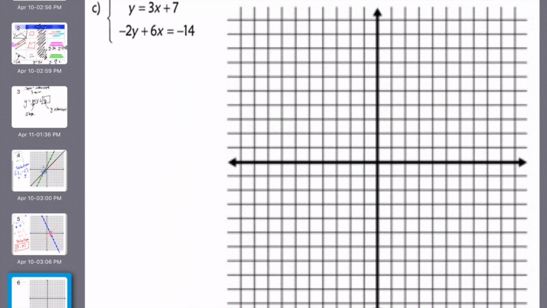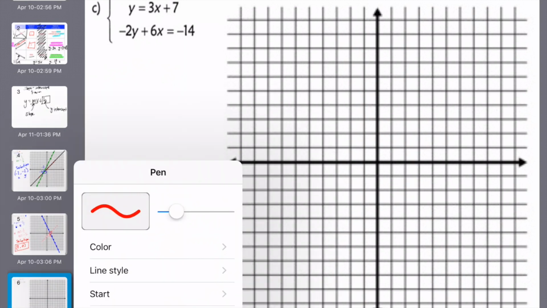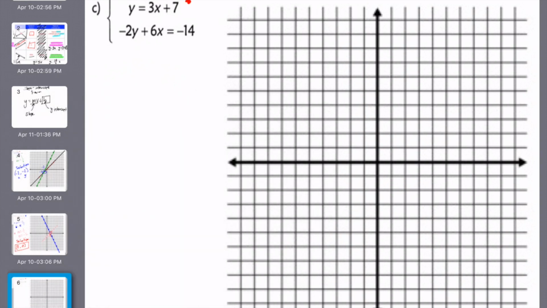So y equals -3x plus 7 and -2y plus 6x equals -14. Now this is going to be a little bit different. So let's make this first equation red. So I know that for my red equation, my slope is 3 over 1 and my y-intercept is 7. So let's do that. 1, 2, 3, 4, 5, 6, 7. And my slope is up 3 to the right 1.